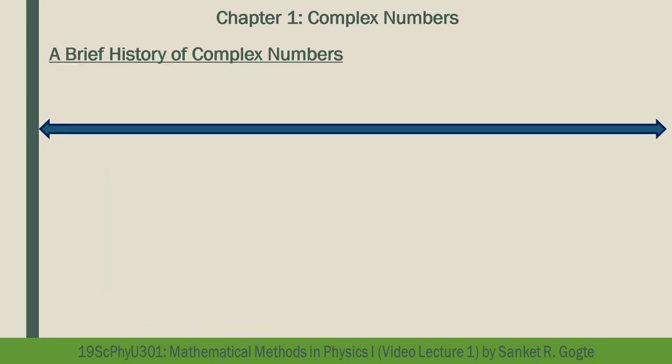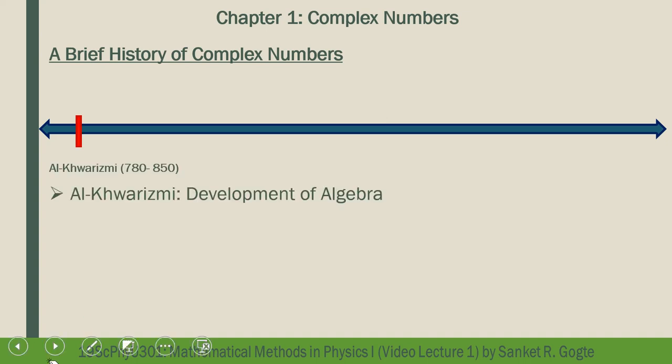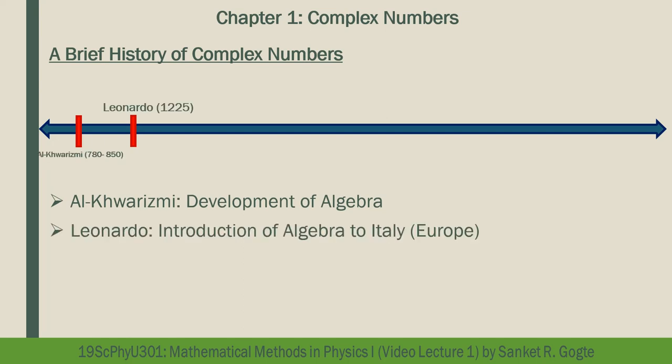So we will now start discussing the brief history of complex numbers. We will discuss this on this timeline. You can see the blue timeline on the screen. In the 8th century, Al-Khwarizmi developed algebra. Some of you may be wondering why we are discussing algebra in this topic of complex numbers. The reason is that complex numbers were invented to find the roots of polynomials, cubic polynomials to be specific. In the 13th century, Leonardo of Pisa introduced algebra in Italy, and he then started solving quadratic equations.